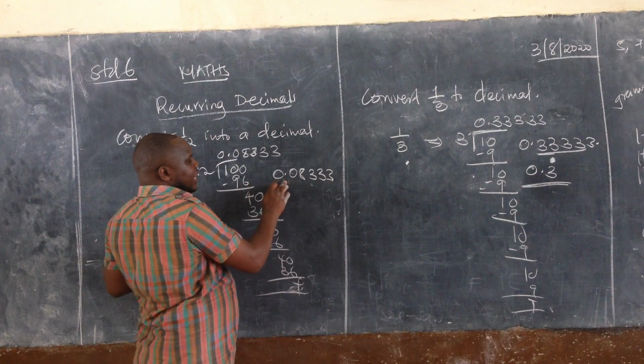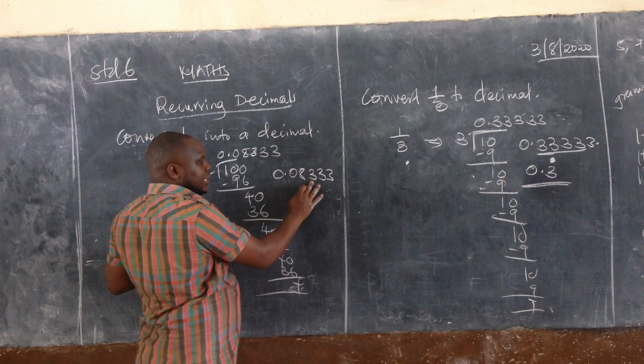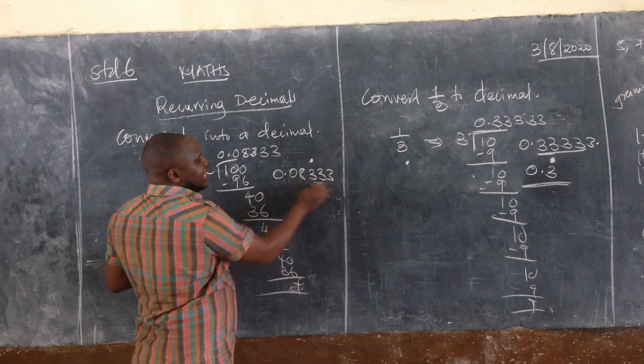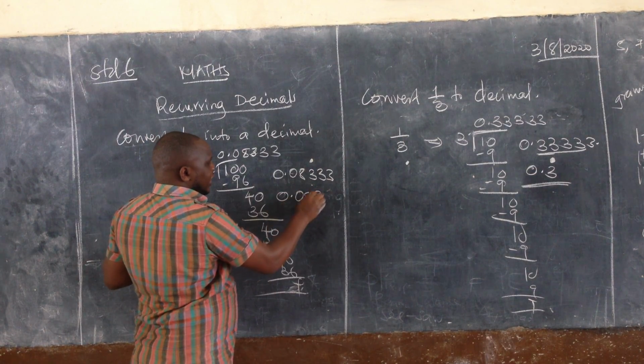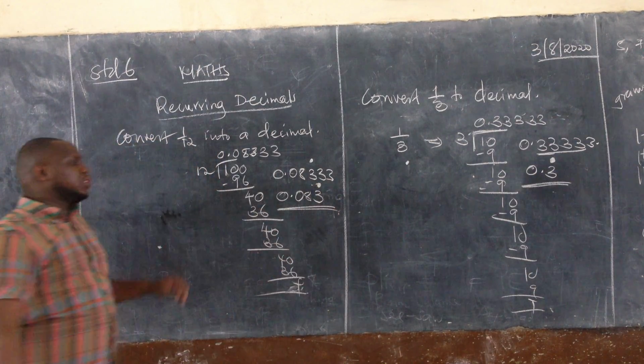So is 0 recurring? No. 8 recurring? No. 3. Is 3 recurring? Yes. So you put the dot on top of that number. And then you don't write it like that. You come and now write 0.083 recurring. So the 3 is the one that is recurring, and so you put the dot on top of that number.